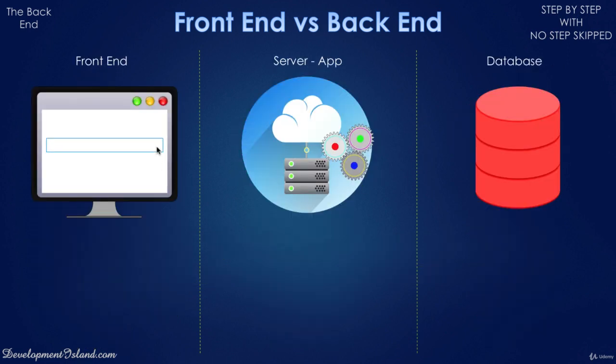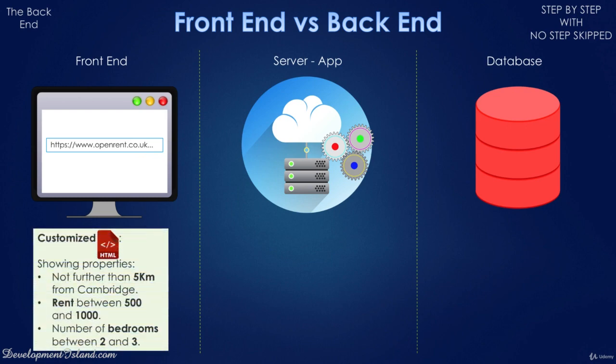First of all, the user is going to send a request to the server through a URL. And by the way, the URL is going to be generated by the website once you click on the search button. So you don't have to type the URL manually, as you know. So in this case, we want a customized web page showing properties not further than 5 kilometers from Cambridge, with a rent between £500 and £1,000, and a number of bedrooms between 2 and 3. So all these parameters are going to be included in the URL, and then we're going to send a request to the server.